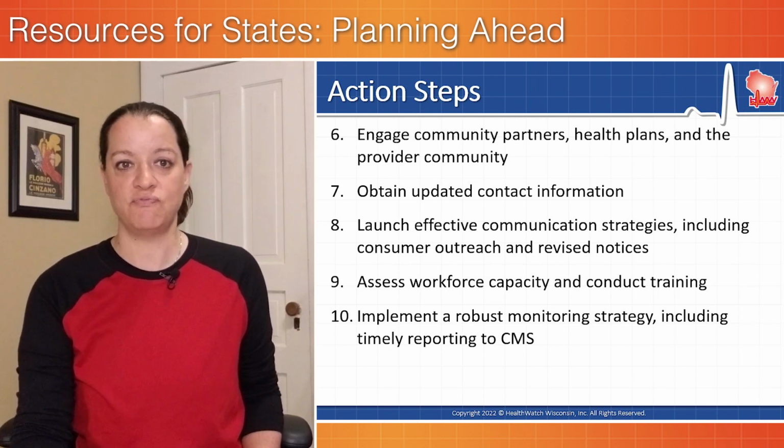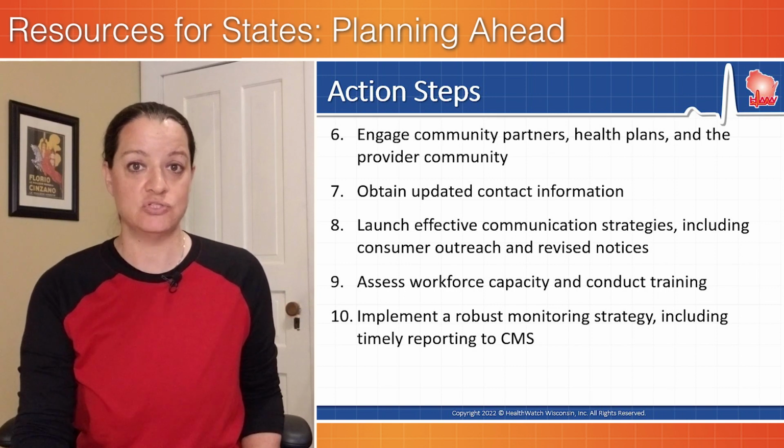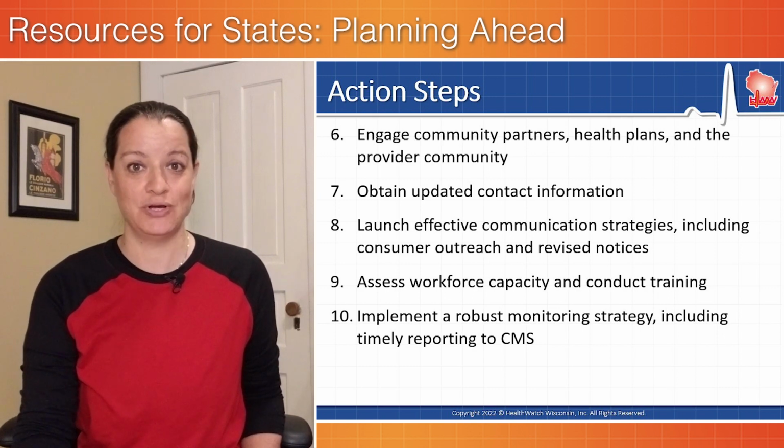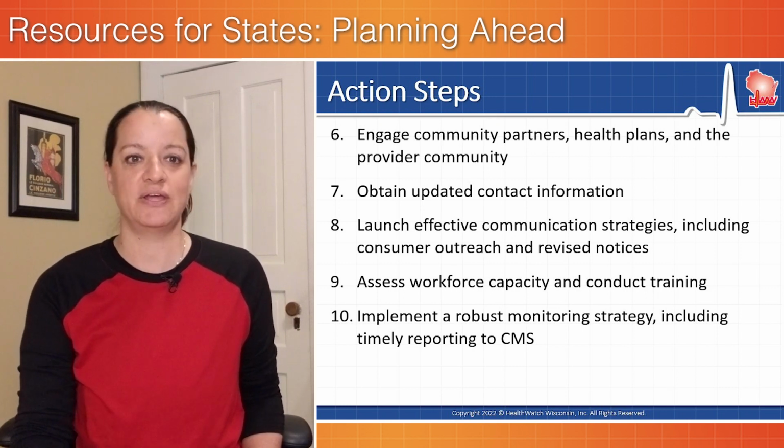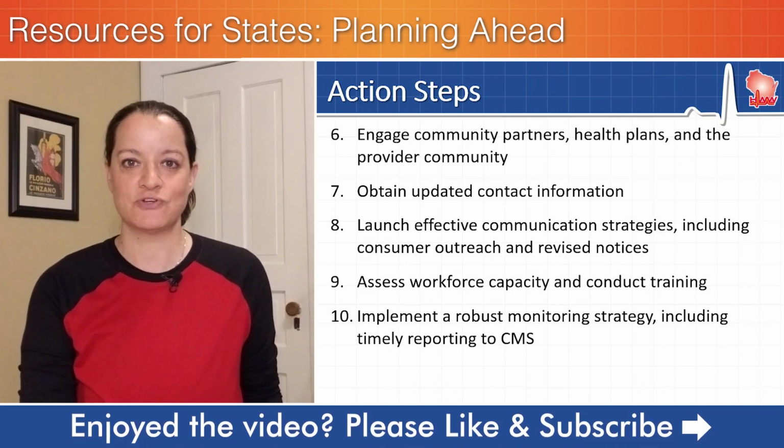Number 8, launch effective communication strategies, including consumer outreach and revised notices. And number 9, assess workforce capacity and conduct training. There are going to be a lot of rules that return to regular operations as well, and everybody should be on the same page of what those rules and processes look like. And finally, number 10, implement a robust monitoring strategy, including timely reporting to the Centers for Medicare and Medicaid Services, and that's action steps particularly identified for state governments.